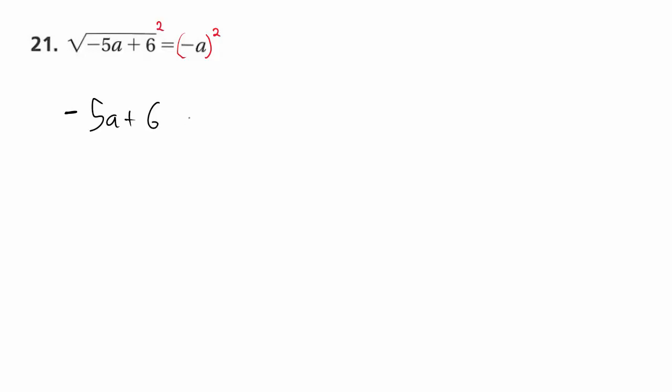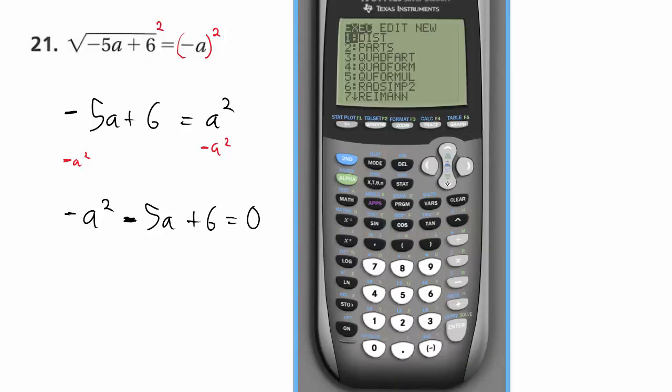For number 21, we want to square both sides to get rid of the radical. And when we do that, we again arrive at a situation where we're going to be dealing with quadratic equations. So you want this to be written in standard form, and I can do that by, instead of moving everything to the right side, moving it to the left.